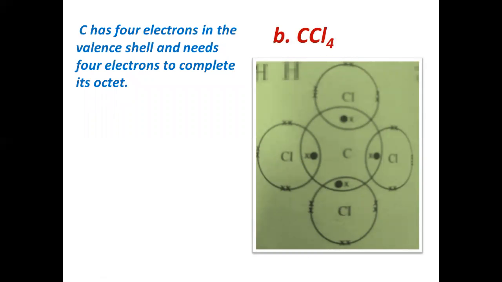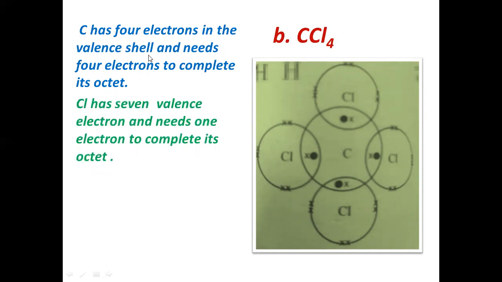Part B is carbon tetrachloride, CCl4. Carbon has 4 electrons in the outermost shell, as I told you in the previous example, and it needs 4 more electrons to complete its octet, while chlorine has 7 electrons and needs 1 more electron to complete its octet. So as chlorine needs fewer electrons, chlorine will be the side atom and carbon will be the central atom. You can see the dots of the carbon atom, 1, 2, 3, 4. These 4 are the electrons of the carbon atom which are present in the outermost shell, and chlorine has 1, 2, 3, 4, 5, 6, and this cross 7. Initially chlorine has 7 electrons and 1 electron it will share with the carbon atom, hence in turn it will have 8 electrons in the outermost shell.